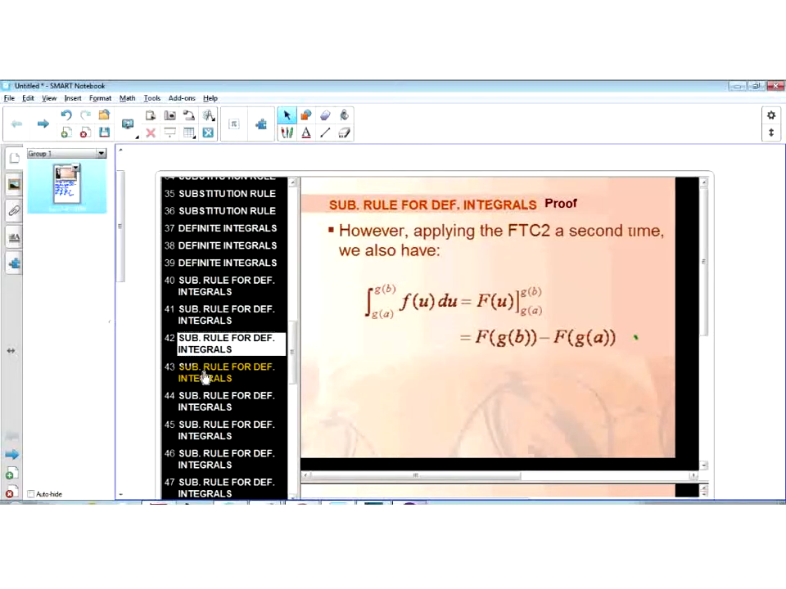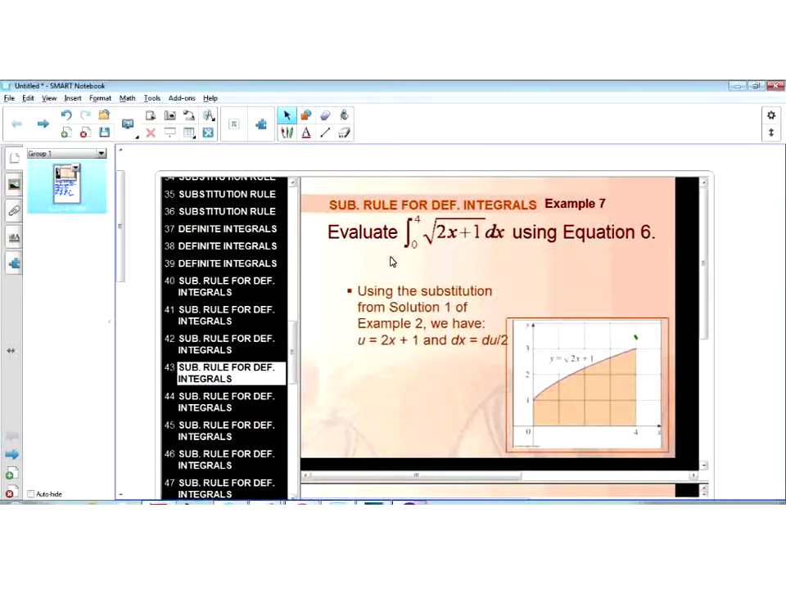So let's skip to some examples. Evaluate this using the change of bounds of the integral, using the substitution. We know that if u is equal to 2x plus 1, then du, of course, is du over 2.